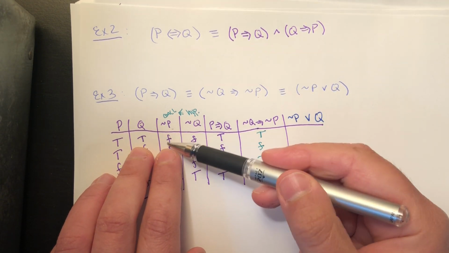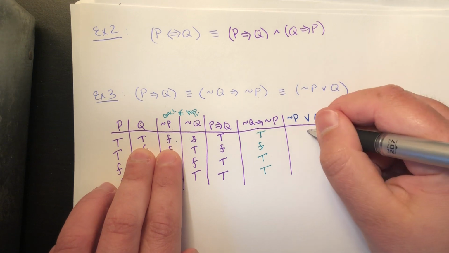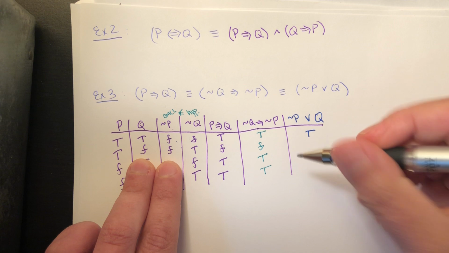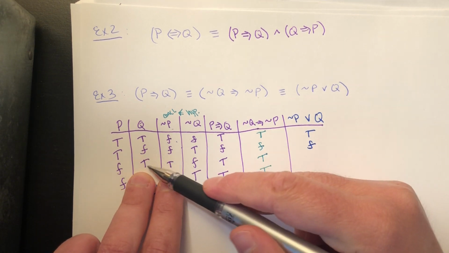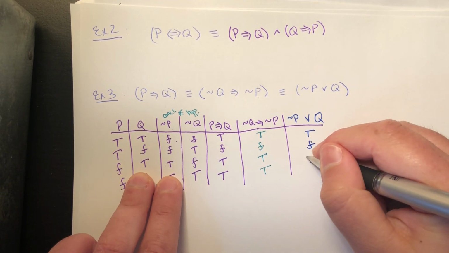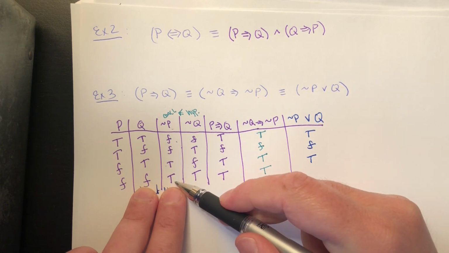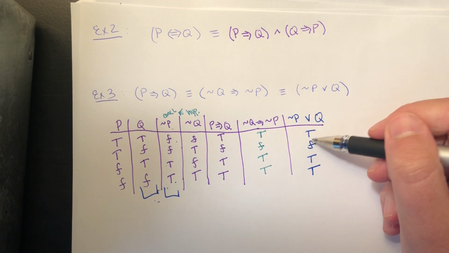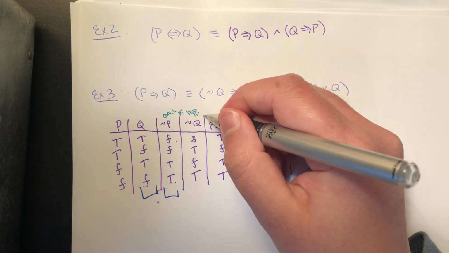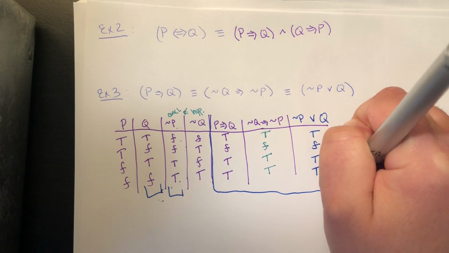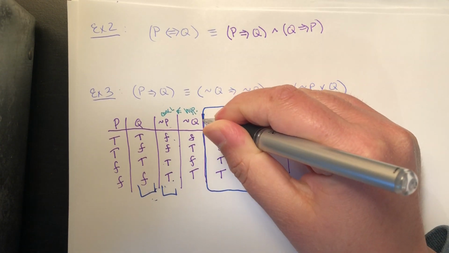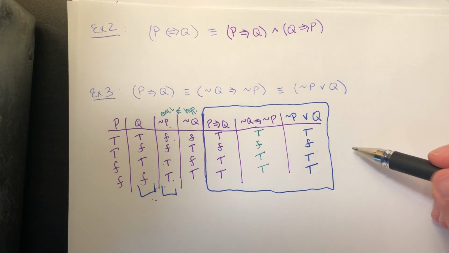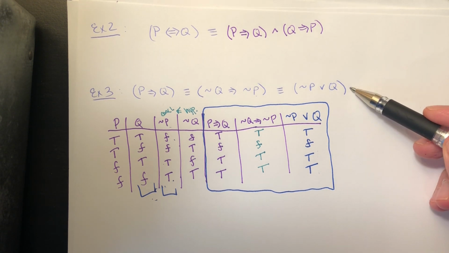All right, is at least one true in the first case? Yes, because Q is true. Is at least one true in the second case? Nope, because they're both false. Is at least one true in the third case? Yep, they're both true, so at least one is true. And in the last case, yes, not P is true. Well, look, this column matches as well. You get true, false, true, true in all three cases. So because you have the same columns underneath all of these statements, that means they're logically equivalent to each other. So this is true here.